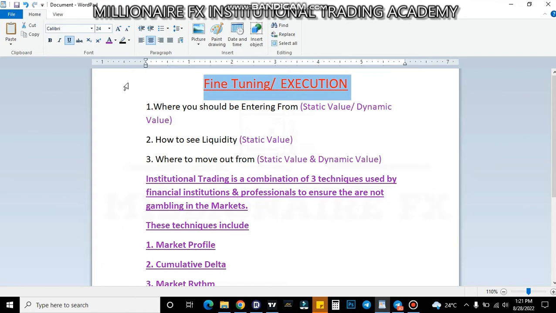Basically I've skipped the 3 stages of institutional trading, and I've skipped the middle stage, which is intraday. So we looked at the context in the auction market theory.